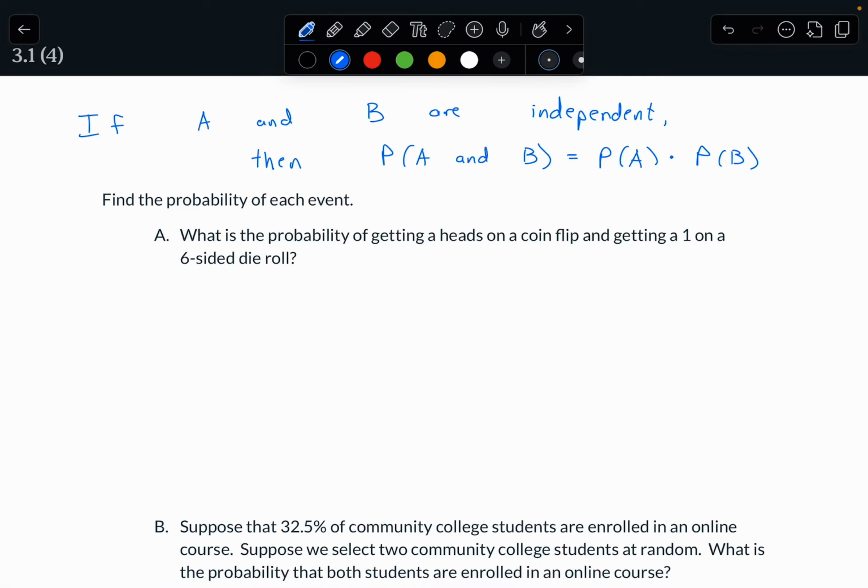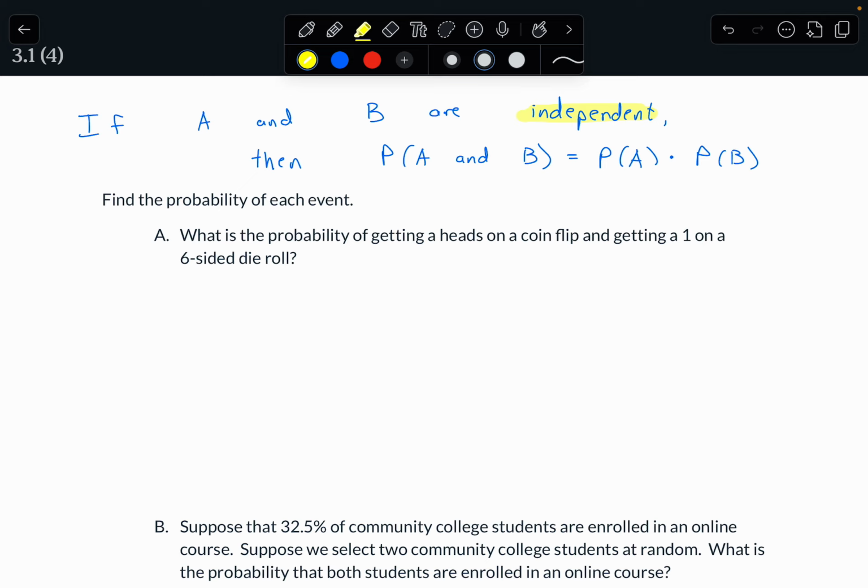In this video, we're going to practice working with the multiplication rule for independent events. As we talked about in the section above this video, it says if A and B are independent. Now, this only works if you have two independent events. If your events are not independent, there is another multiplication rule that we're going to talk about in the next section, but for now, this is all that we have to work with.